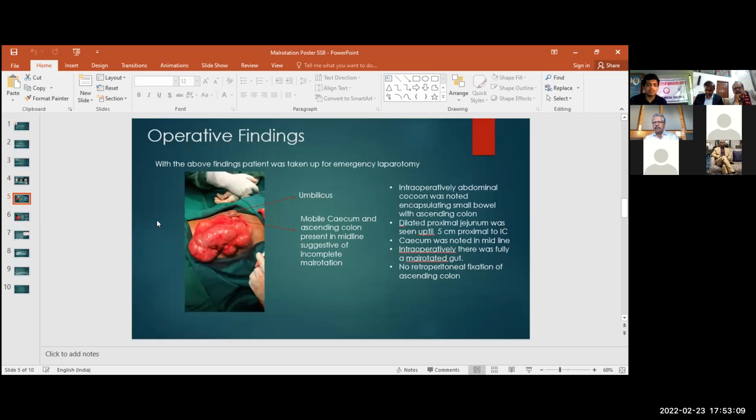With the above findings, the patient was taken up for emergency laparotomy. Intraoperatively, an abdominal cocoon was noted, encapsulating the small bowel with the ascending colon. Dilated proximal jejunum was seen up to 5 cm proximal to the ileocecal junction. The cecum was noted in the midline. There was a fully malrotated gut, with no retroperitoneal fixation of the ascending colon.